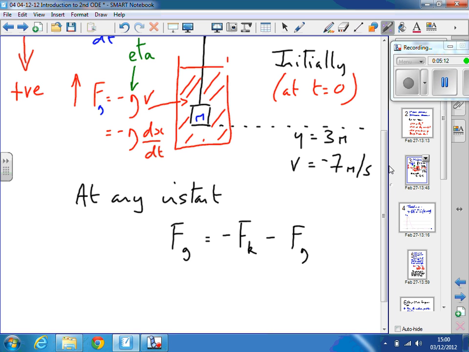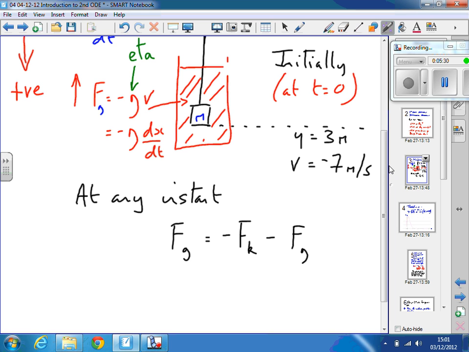And then we're saying at that particular moment in time, the mass is moving at a speed of minus 7 meters per second. So in other words, it's moving upwards in the negative direction. So those are our initial conditions at this moment in time 0.